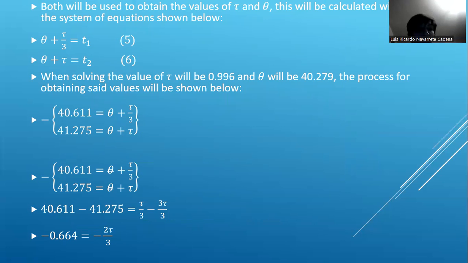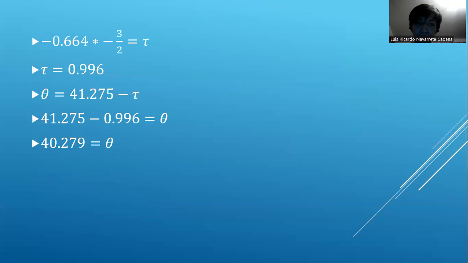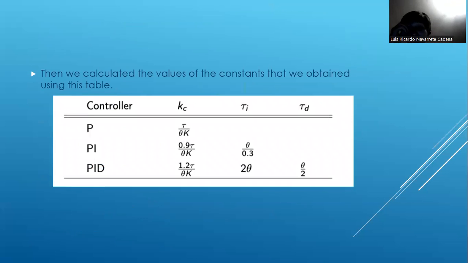As you can see, when solving, the value of tau will be 0.996 and theta will be 40.2079. The process for obtaining the values will be shown below. As you can see, 2 tau over 3 is minus 0.664. Again, tau is 0.996 and theta is 4.279.